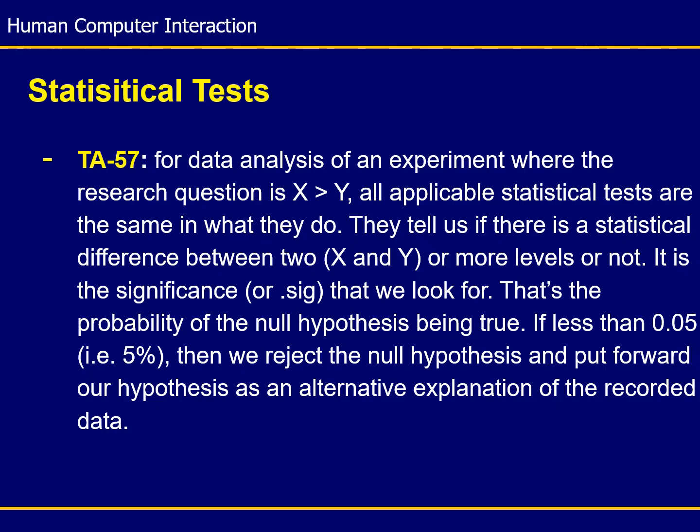They tell us if there is a statistical difference between 2 x and y or more levels or not. It is the significance, or sig, that we look for. That's the probability of the null hypothesis being true. If less than 0.05, we reject the null hypothesis and put forward our hypothesis as an alternative explanation of the recorded data. So this is a summary of everything I have mentioned earlier.